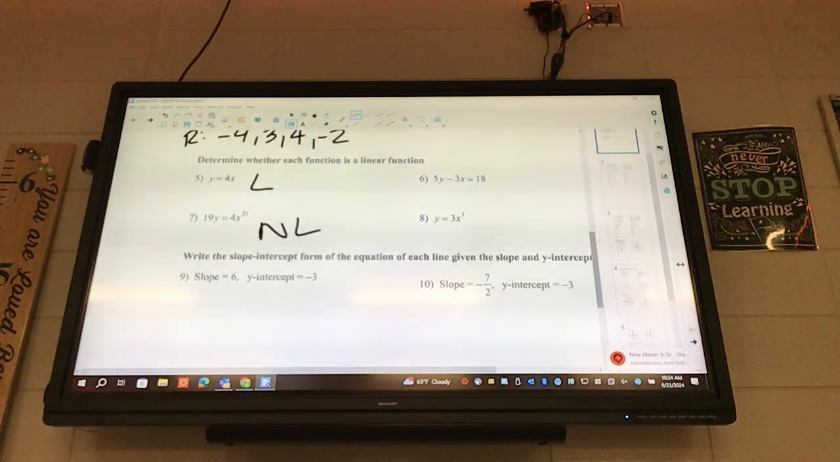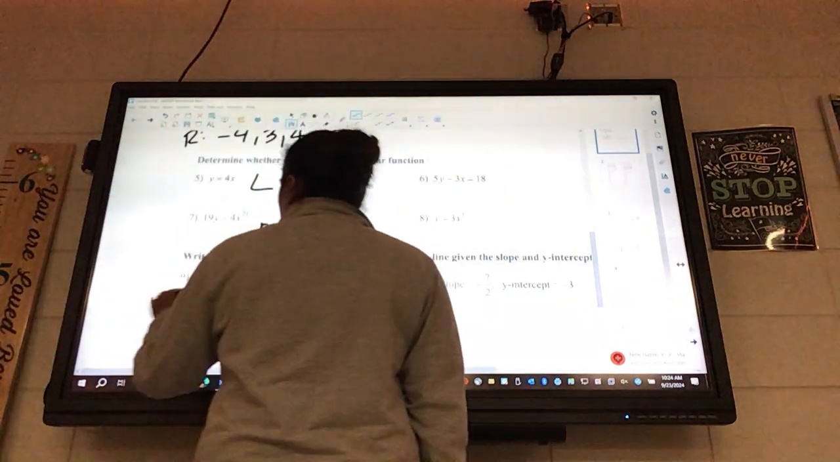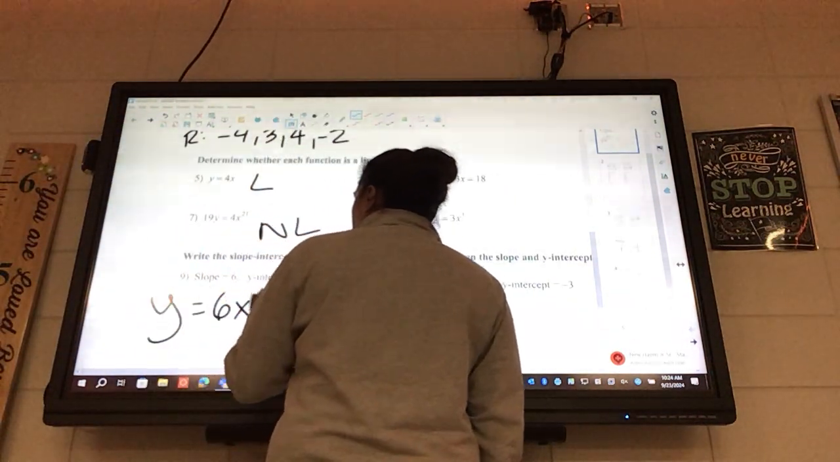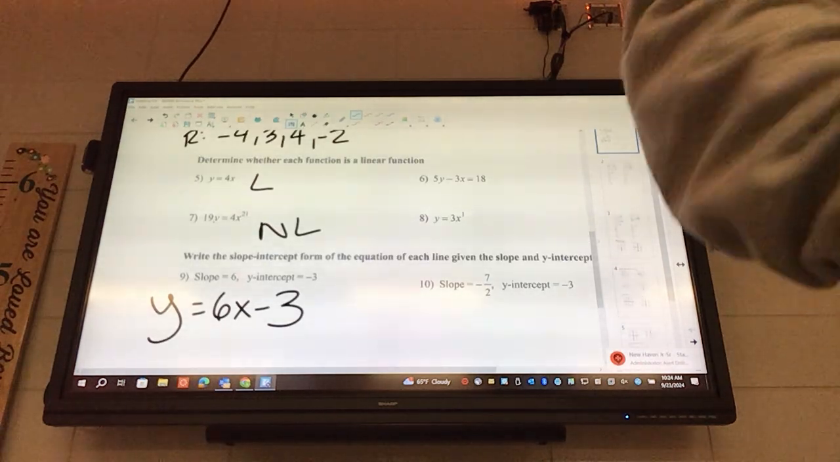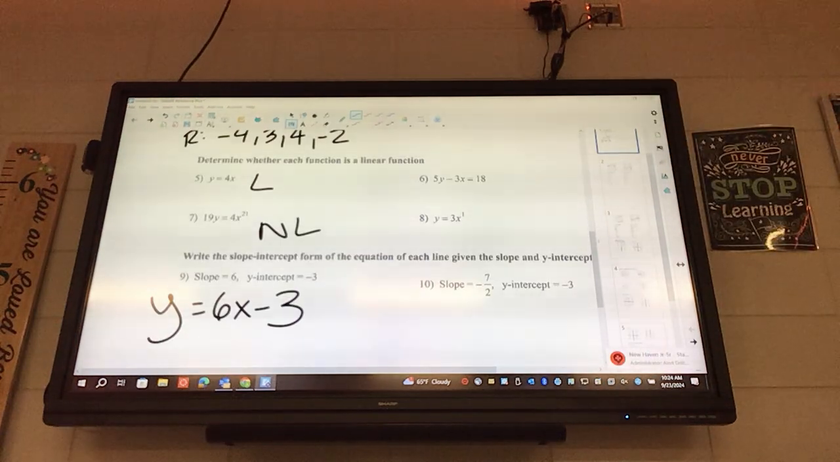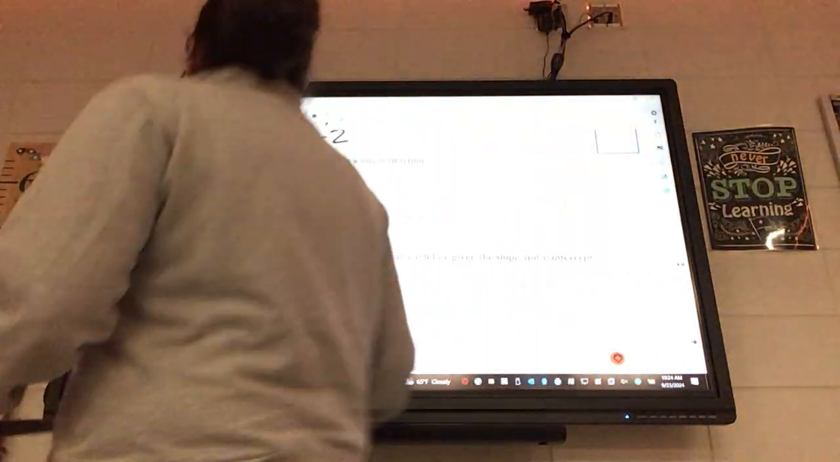So it's going to look like y equals 6x minus 3. Girls, have you even written anything down? Okay, number 11.